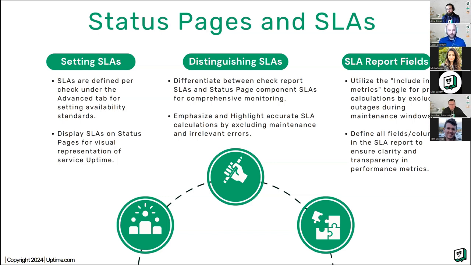So for SLA report fields, there is an include in metrics toggle button. It's a checkbox when you're editing a check. That will ensure that that check is included in any metrics and any calculations. So obviously you would need to include that if you want that check to be included in your calculations. And also, again, excluding them during maintenance windows. You would also want to define all the fields and columns in the SLA report to ensure clarity and transparency in performance metrics.